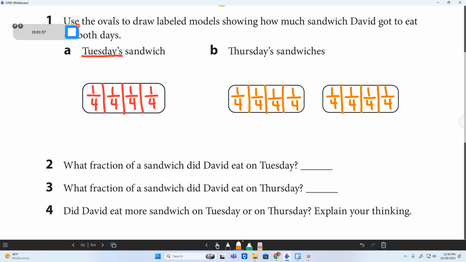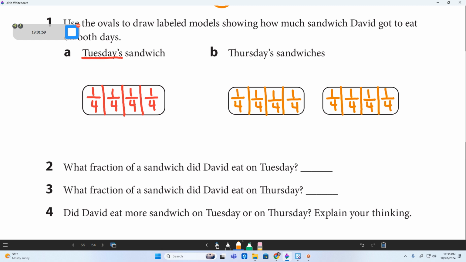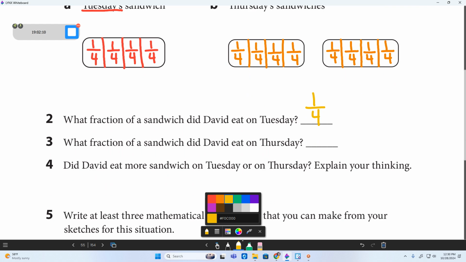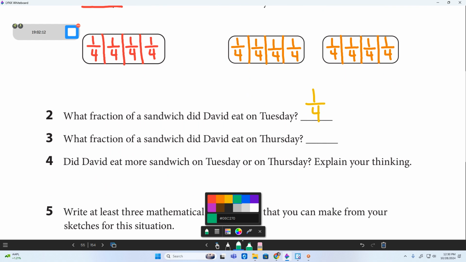All right, the next question said, what fraction of a sandwich did David eat on Tuesday? So in that first picture, David ate 1/4. Next question, what fraction did he eat on Thursday? He ate the exact same amount on Thursday. And again, the reason it's the same is because, yes, there's twice as many kids on Thursday, but there's also twice as many sandwiches. So that's how it ended up being a fourth of a sandwich each time. All right. And we already answered number four.